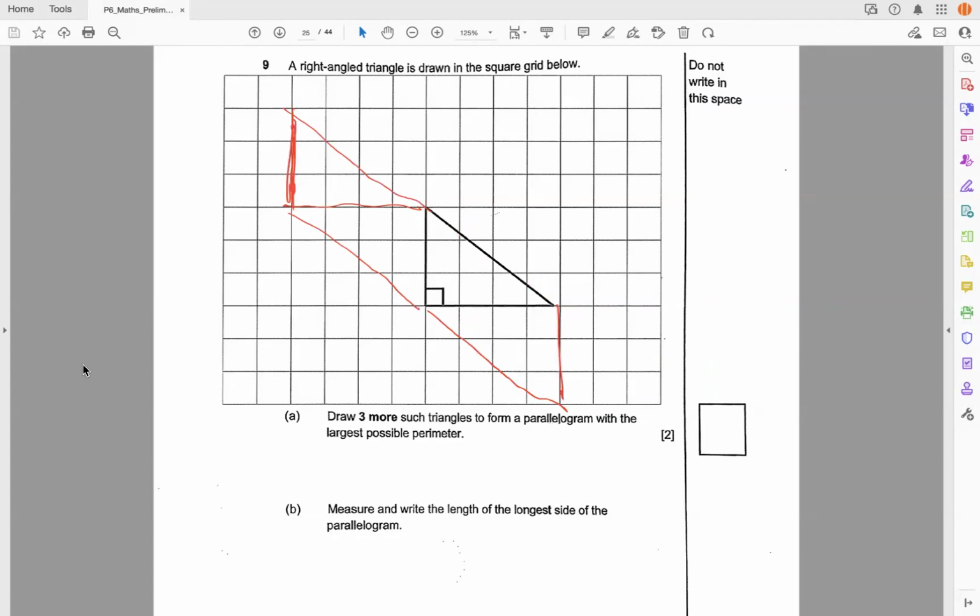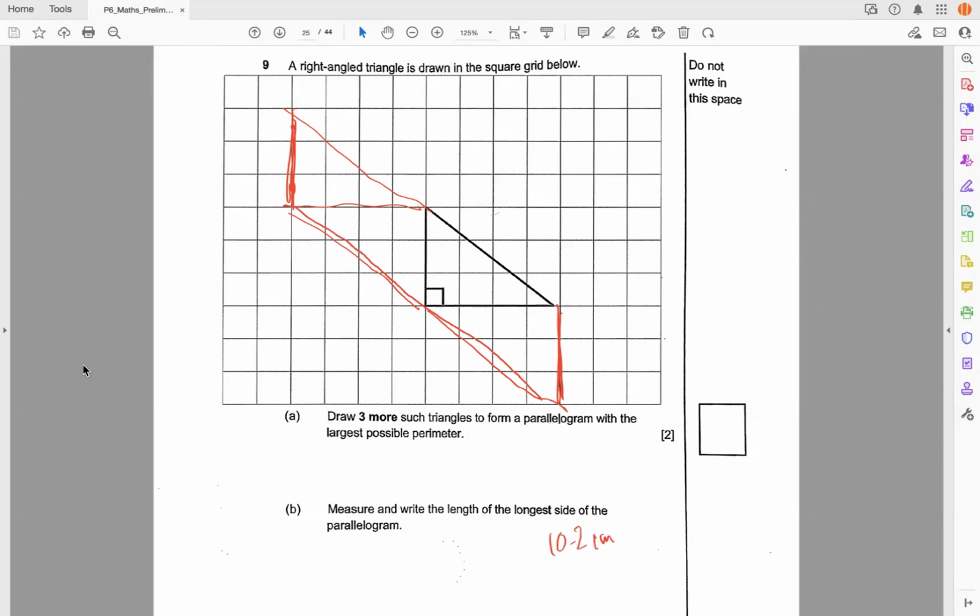You notice my second longest side is not exposed. This is the shortest side of the triangle. Okay, so this is draw three more. So this is how you do it. Then measure and write the length of the longest side of the parallelogram. So this is measure it. If you measure it, it's about 10.2 centimeters.